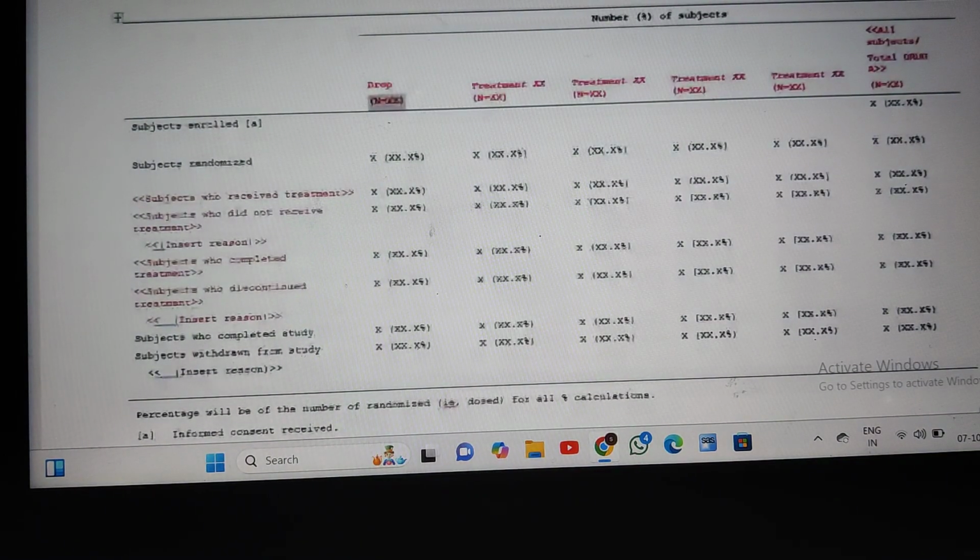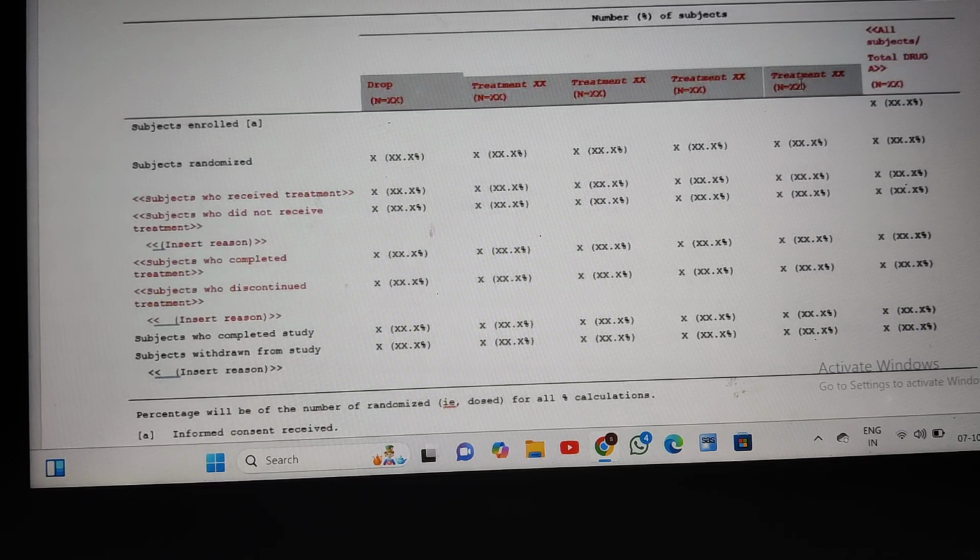Okay. So next, if we sum up all of these, that should be equal to your total value. So this is the total randomized subjects. Out of randomized, how many patients were dropped? How many patients were randomized to the XX? And then how many patients were randomized to this treatment, this treatment and this treatment? So if you club them all, it should be equal to your total value. Okay. So this is about all your tables.